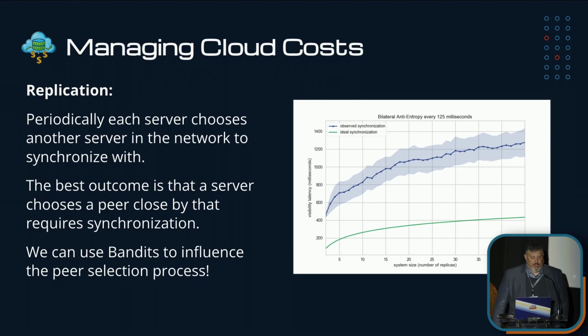That basically makes sense. In terms of replication, each server chooses another server in the network to synchronize with, and the outcome that we're looking for is that servers choose a peer that's close by. So we're hoping that an update propagates in short steps rather than in big jumps.